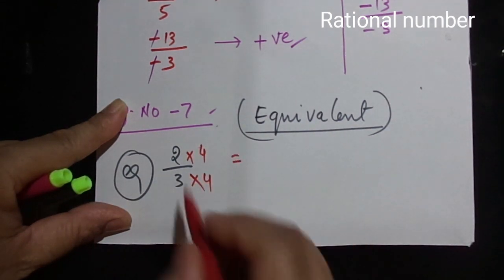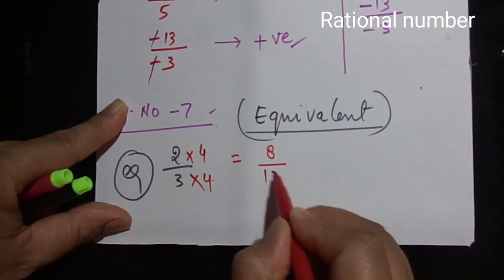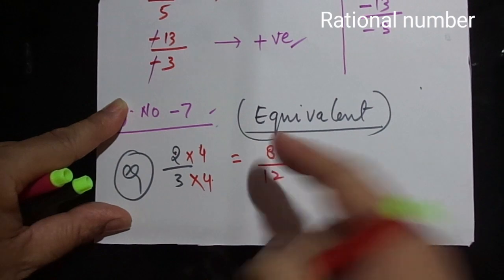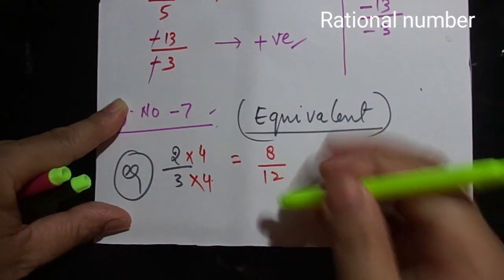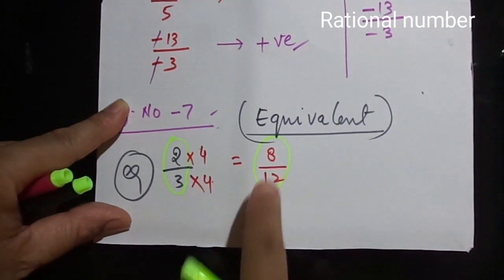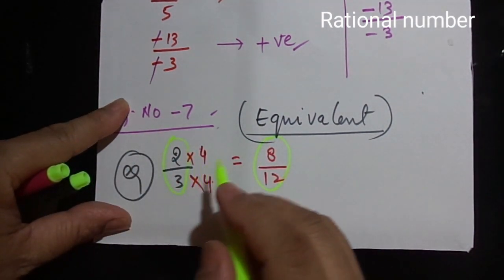So you get 2 times 4 is 8 and 3 times 4 is 12. Okay. So 8 by 12 is a number equivalent to 2 by 3, because when you cancel, you will get 2 by 3. Okay. So let's come to question number 7.